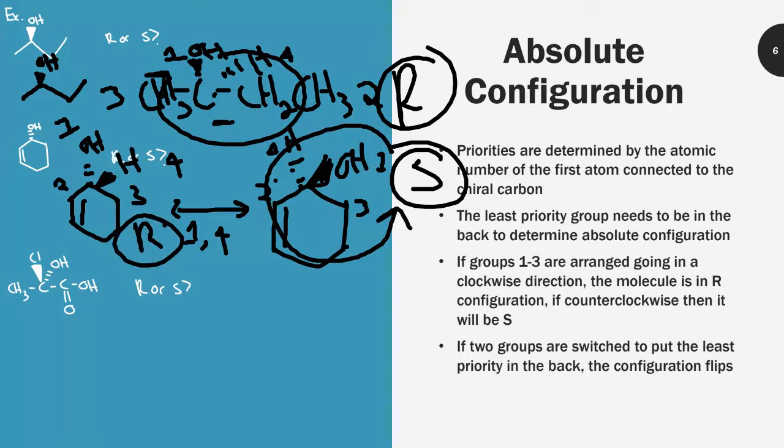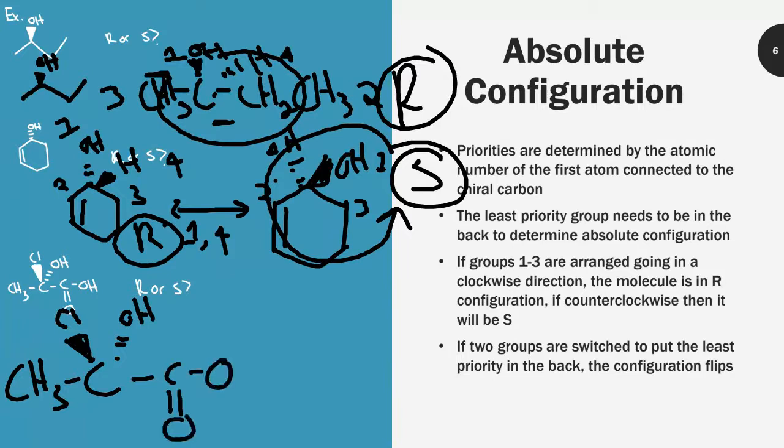Okay, one more of these. That is a bit bigger. Okay, so this is my chiral carbon, right? Because it has this methyl group here, carboxyl group on this side, OH group, and also a chlorine. Okay, so assigning priorities, I have 2 carbons, a chlorine, and an oxygen attached to that.